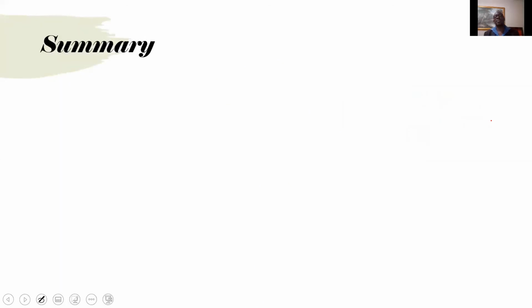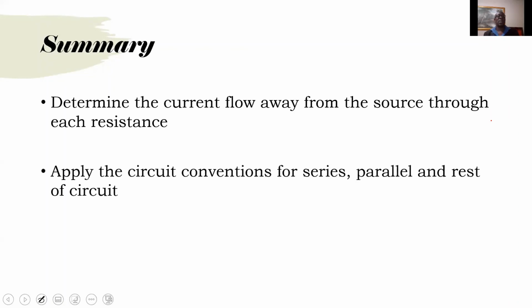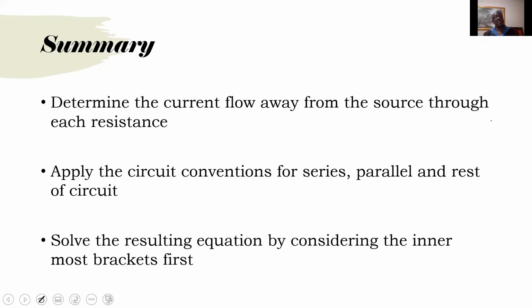In summary, we first need to determine the current flow away from the source through each resistance. Next, we want to apply the circuit conventions for series, parallel, and rest of circuit. And then finally, we want to solve the resulting equation by considering the innermost brackets first. And that's how we go about writing our resistance equation and by looking at current flow.